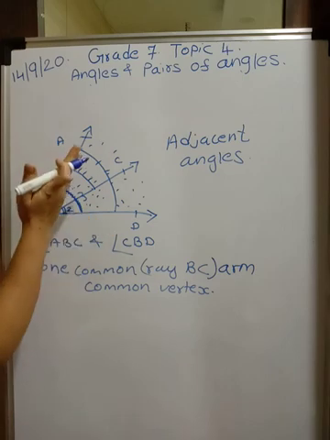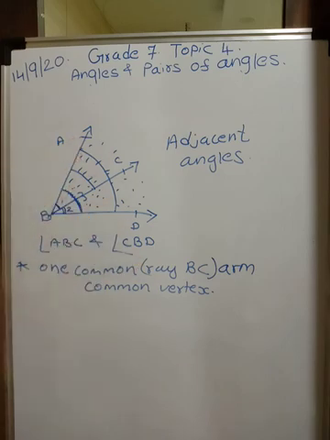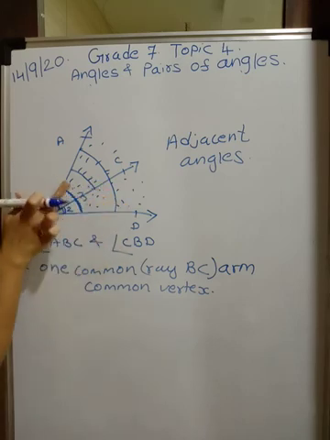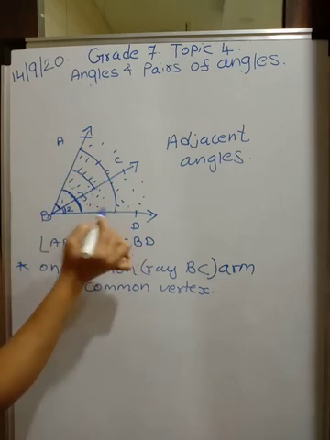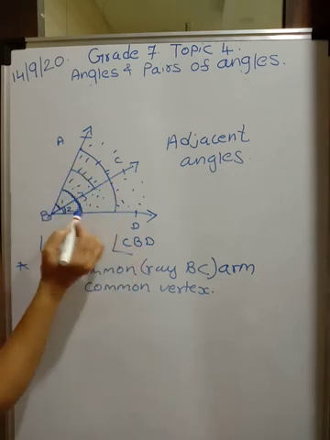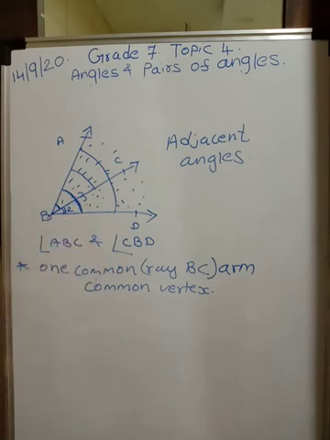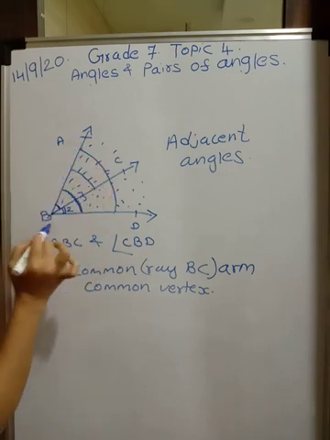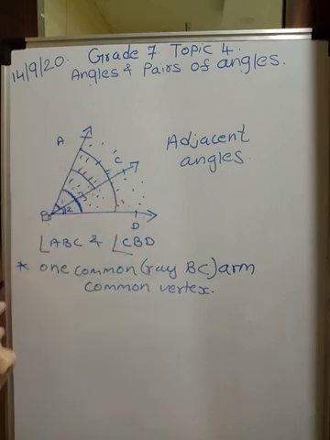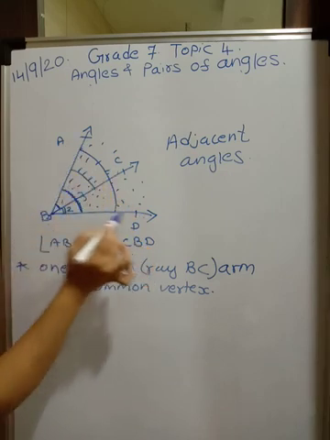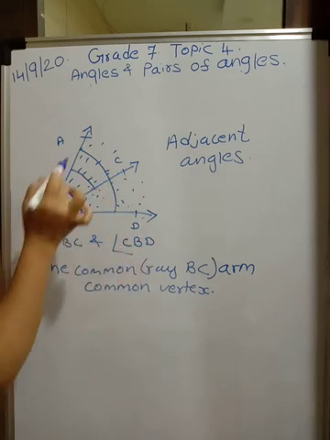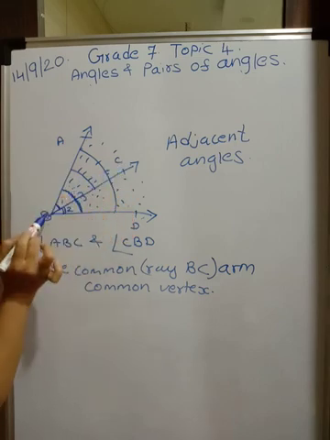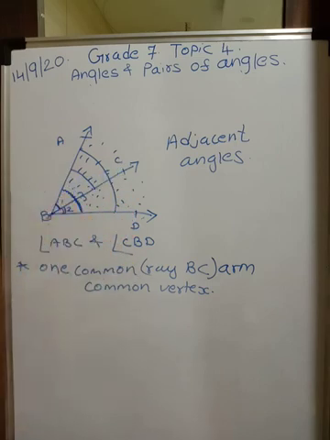And their remaining arms are not lying on opposite sides of the common arm. Here in this case, this is the common arm, and the other two arms lie on the same side of it. So angle 3 and angle 1, or angle 3 and angle 2, cannot be adjacent angles. So angle ABD and angle ABC cannot be adjacent. Similarly, angle ABD and angle CBD cannot be adjacent. So the only adjacent pair is ABC and CBD. These two are adjacent angles. Is it clear?